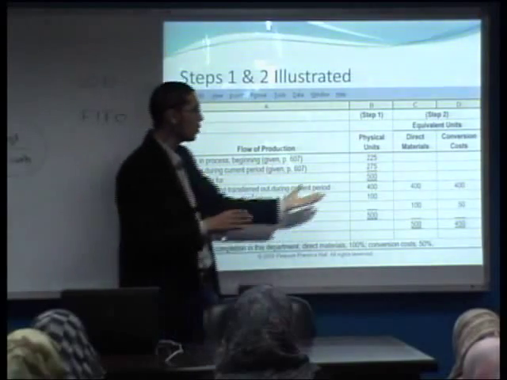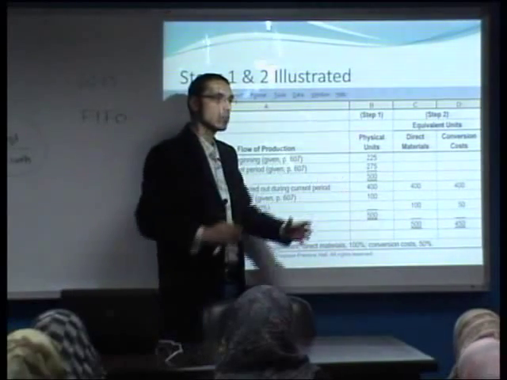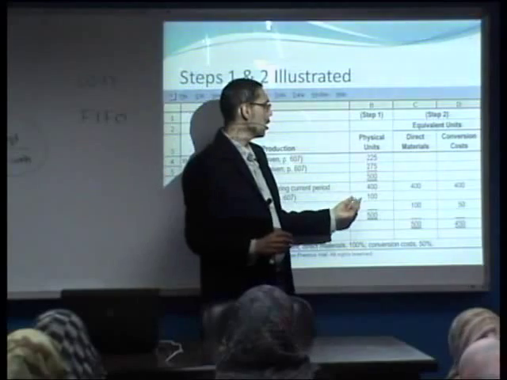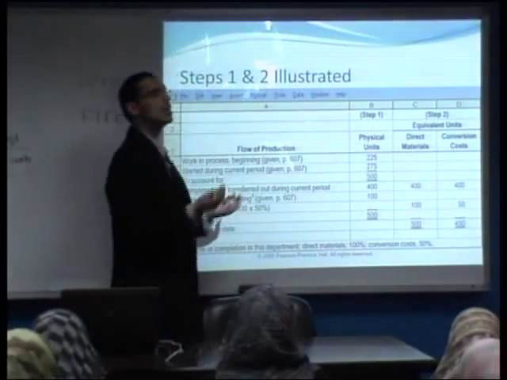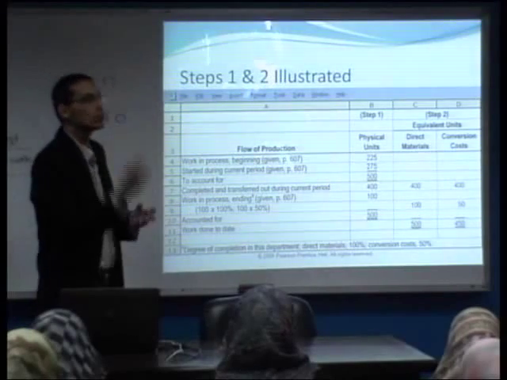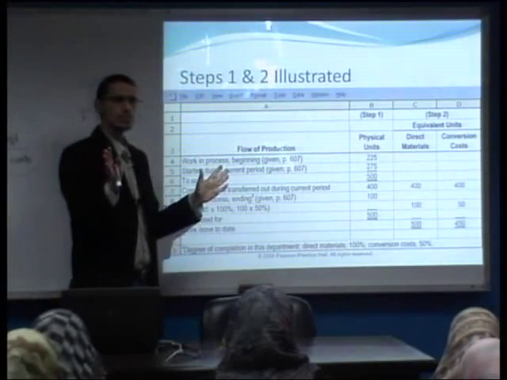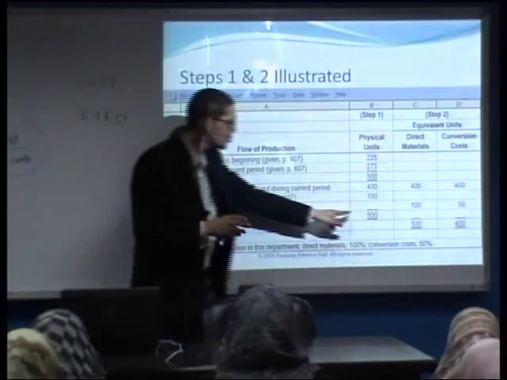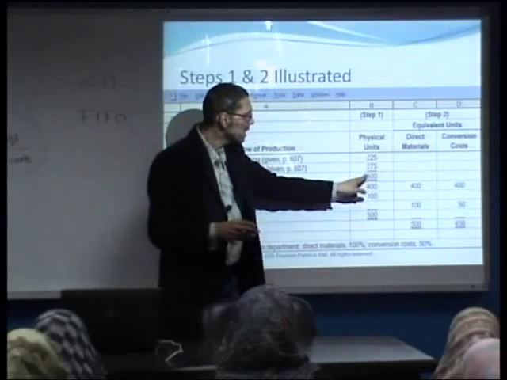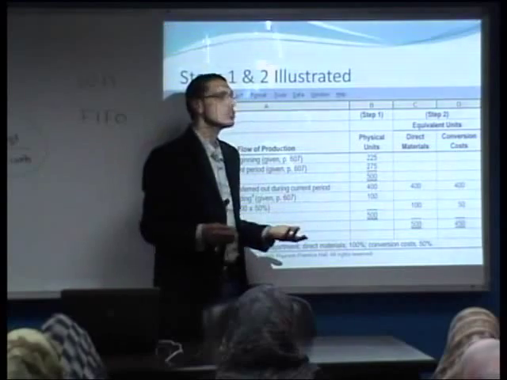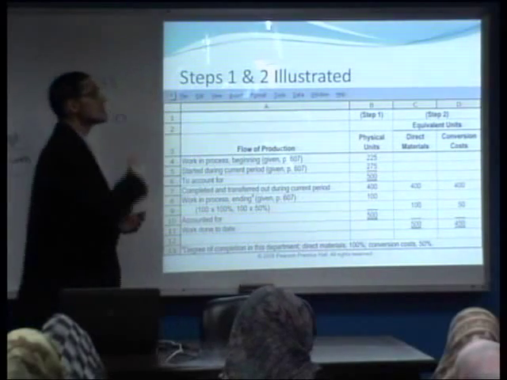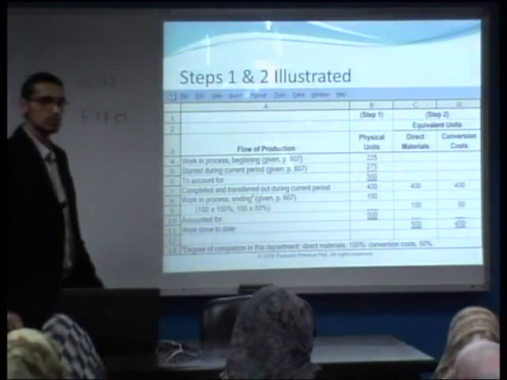Therefore, as we can see here, we are averaging, or we are using the weighted average method. Of course, 400 plus 100 is 500, which is the total units that are accounted for. Of course, as we said in case number 2, these two numbers should always equal each other. Now let us go to step number 2.